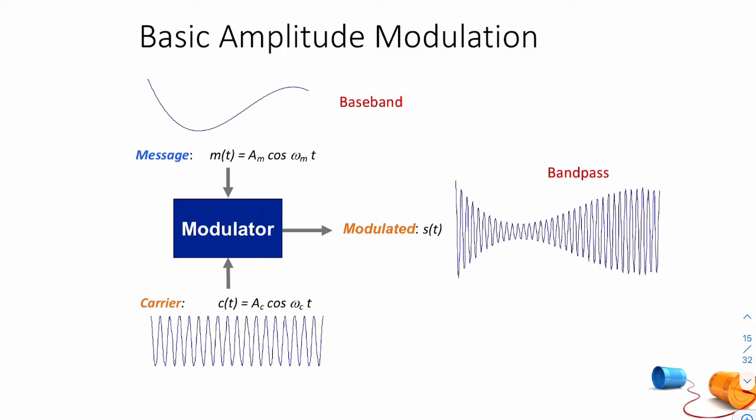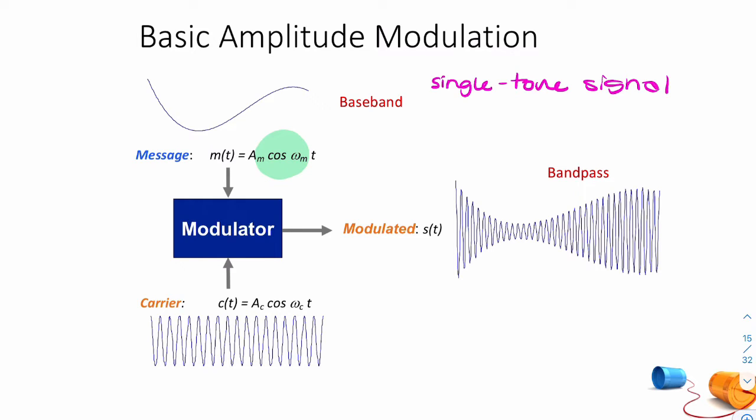So let's try to look at this mathematically. Let's imagine that we have a baseband message that isn't somebody's voice, but it's actually a single tone signal. Single tone signal. What does that mean? It just means that we have a pure sine wave. So sine, cosine, same thing. So we have a pure sinusoidal signal.